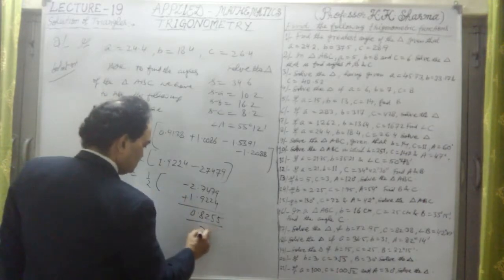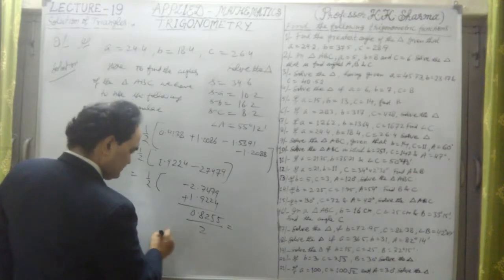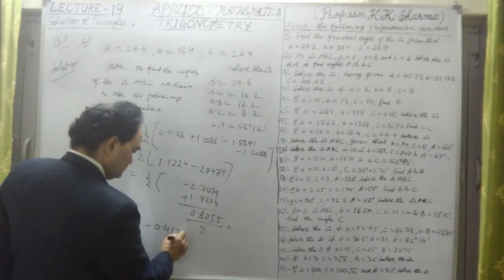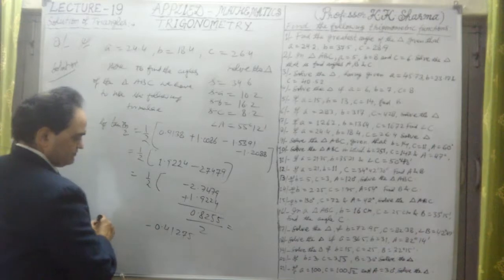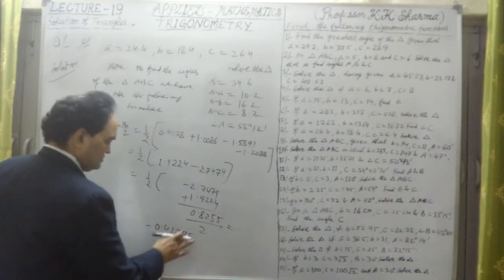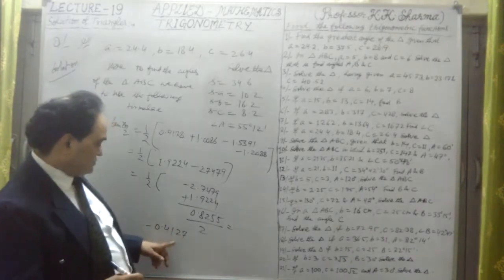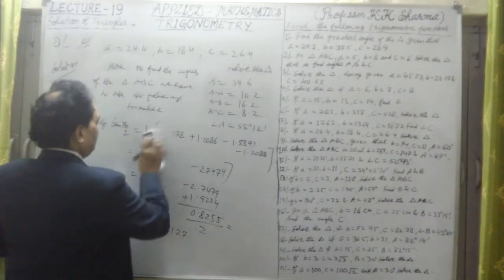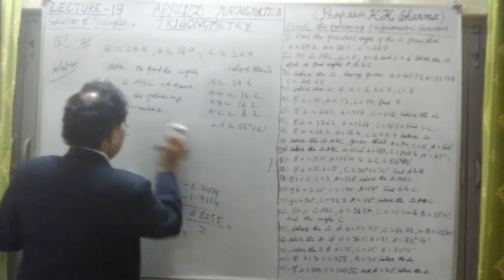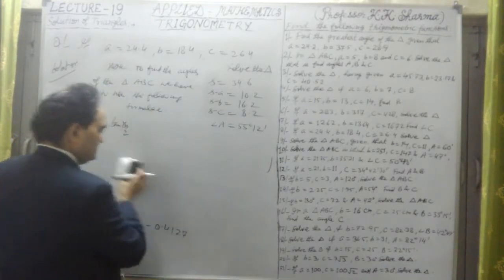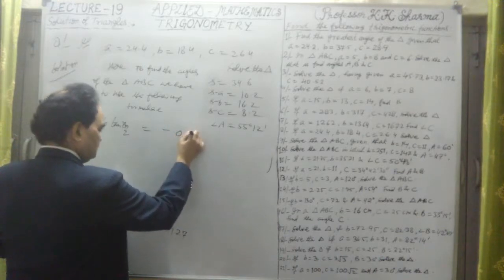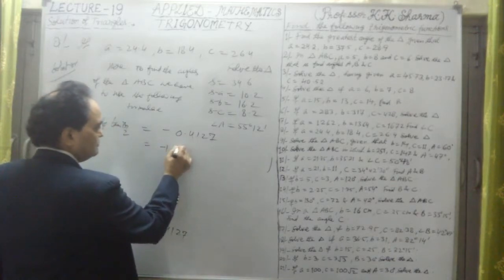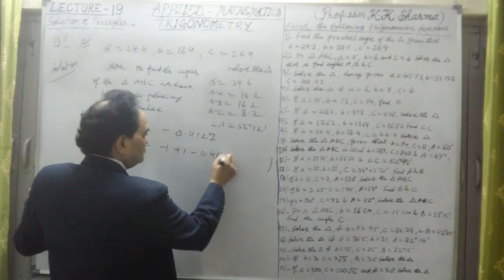Divide by 2. Let me divide it by 2. Finally, it will give us 2 4 8, so 0.4 negative, and 1, 2 to the 4, 2 7 to 14, 5. Only up to 2 7. No need of writing 5 here. So this is 0.4127 negative. Let me write here: log of tan B by 2 comes out to this negative value, equal to minus 0.4127. Now let us make it positive, minus 1 plus 1, minus 0.4127.